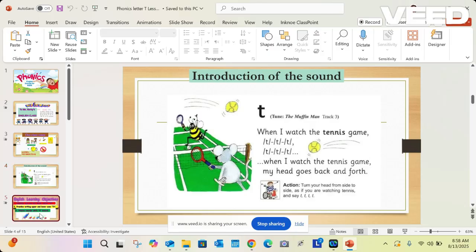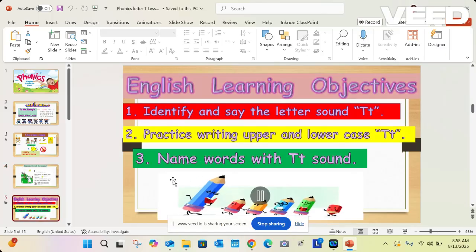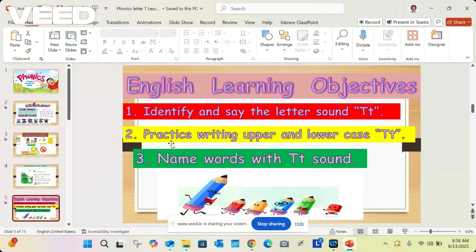Very good. All right. So our objectives are, I want you to be able to identify and say the letter sound tss. We are going to practice to write upper and lower case T. And the last one is to name words with the T sound. I want you to look around the house. Can you see anything that starts with a T sound? Can you see it? Okay. Can you name the objects?